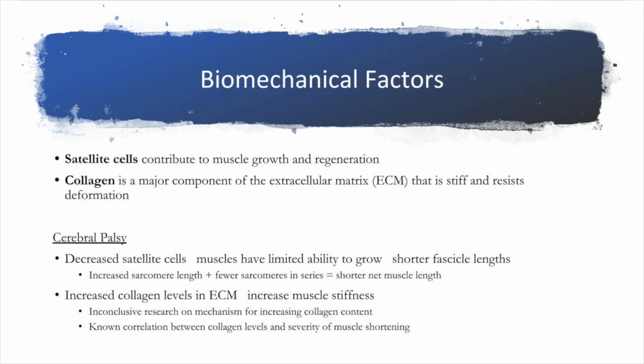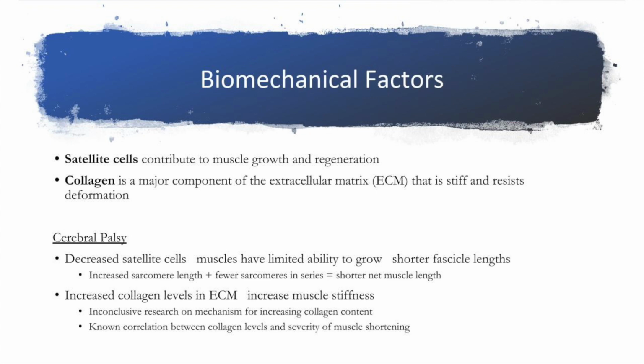Another mechanism for increased muscle tone in patients with cerebral palsy is the changes in muscle characteristics. Typical muscles contain satellite cells that are stem cells that will proliferate in response to muscle damage and then initiate muscle regeneration and generally promote muscle growth. With a lack of satellite cells, the muscle does not grow adequately with development and does not remodel the same way as a normally developing muscle would.